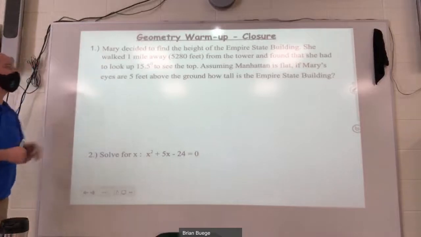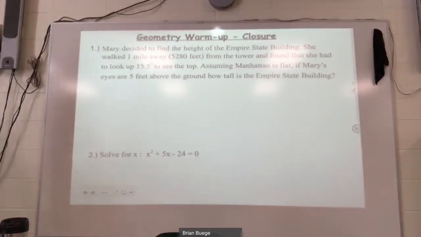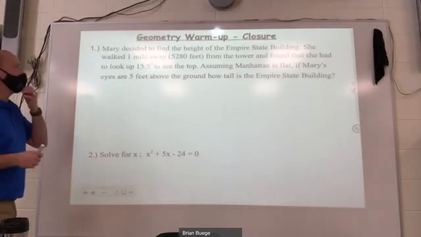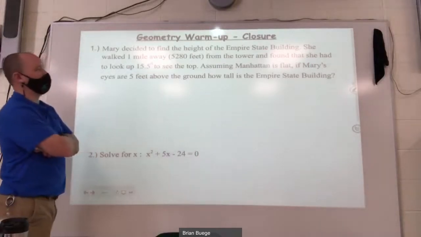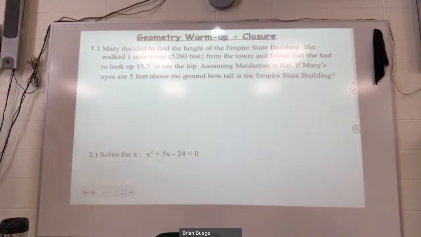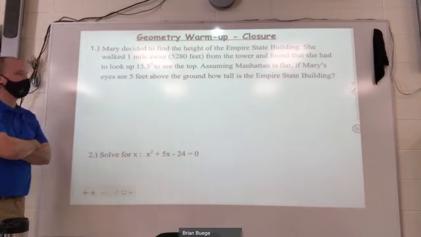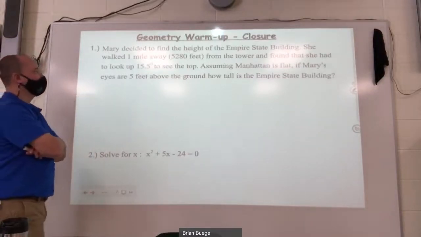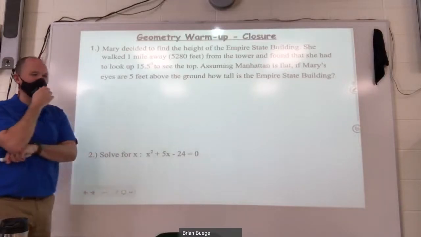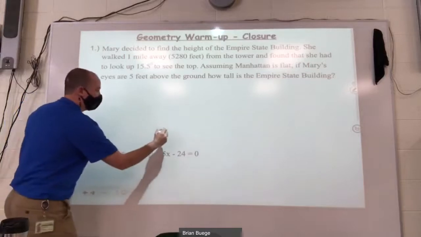But if we take a look at number one, I told you to be careful about drawing the picture, because if the picture is wrong, obviously then everything after that's going to be wrong. So if we take a look, Mary decided to find the height of the Empire State Building. She walked 1 mile away, or 5,280 feet from the tower, and found that she had to look up at a 15.5 degree angle in order to see the top of the Empire State Building. Assuming that Manhattan is flat, and if Mary's eyes are 5 feet above the ground, how tall is the Empire State Building?